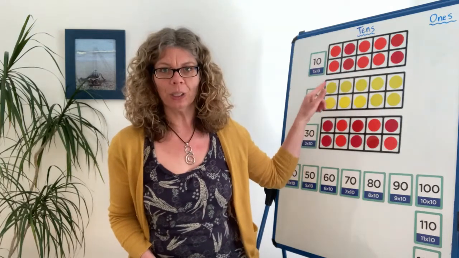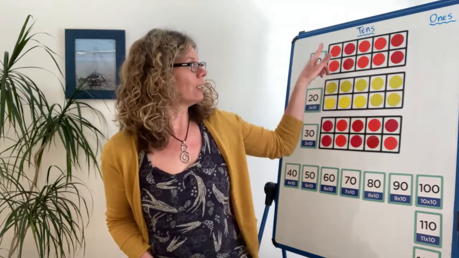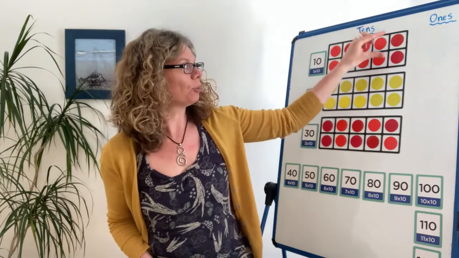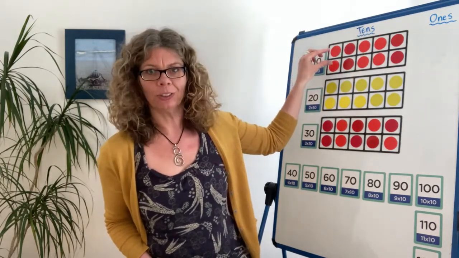But if you want to make your own 10 frames, you can just draw it. That's absolutely fine. So it's just a rectangle divided into 10 boxes, 10 empty spaces. And then you just need something for counters. So anything that you've got a lot of is absolutely perfect. So that might be pasta, it might be pennies, it might be little figures, whatever you've got a lot of is absolutely great. Okay, so let's carry on.